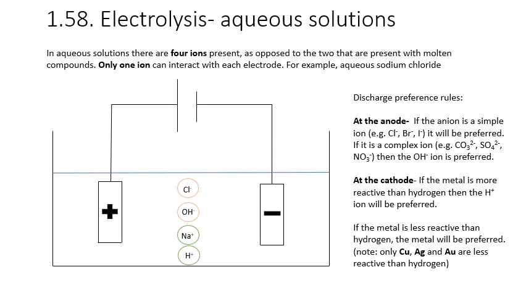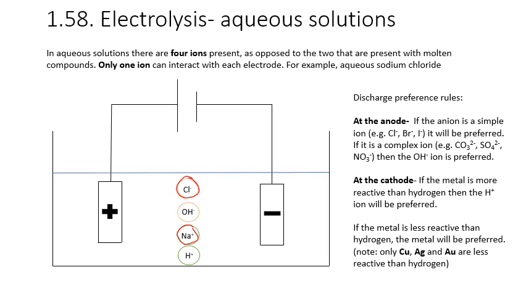Electrolysis of aqueous solutions. Here's where things get a little bit more interesting. Now, an aqueous solution is formed when an ionic compound is dissolved in water. What this means is you end up with 4 different ions present. The H+ ion, the OH- ion from the water, and then the 2 ions from the ionic compound. In this case, we'll use the example of sodium chloride, in which case you get the Na+ ion and the Cl- ion.